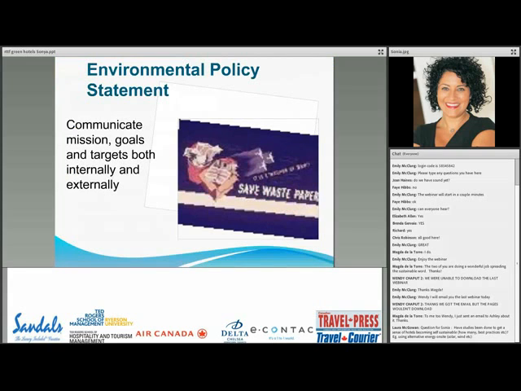Developing an environmental policy statement is something that, again, comes from stakeholder engagement and employee engagement, but really communicating the mission, the goals, and the targets both internally and externally. Once you've developed those targets, once you know what this is something that your company really wants to focus on, then developing a well-written policy statement that expresses what those goals are is quite necessary in order for everyone to keep on track.